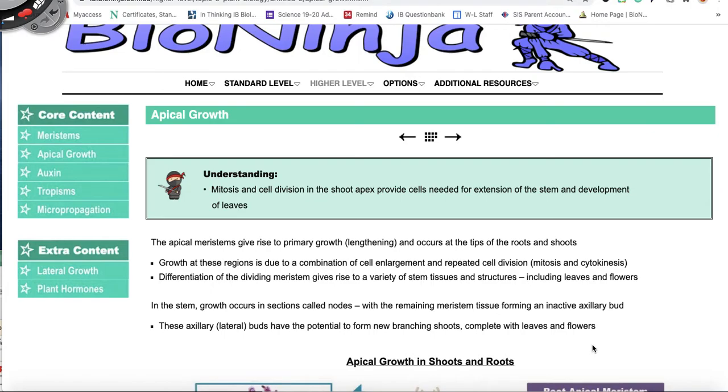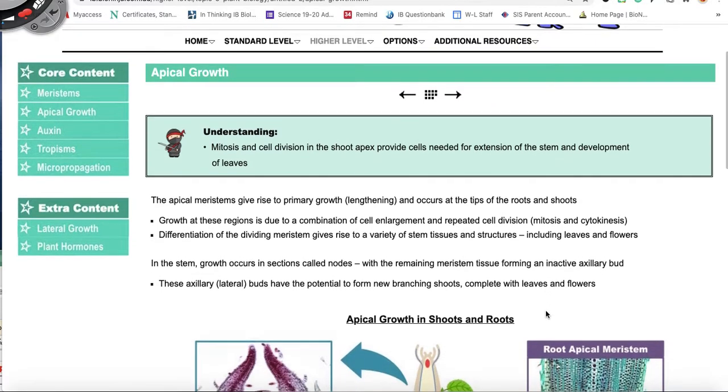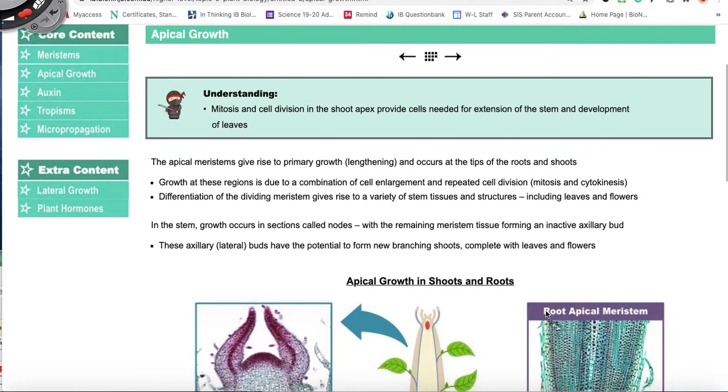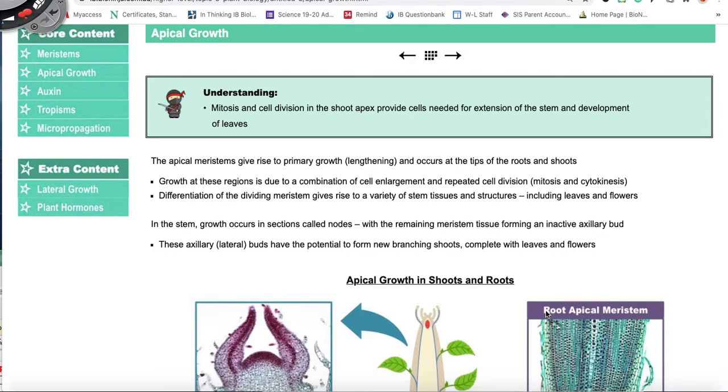Hello, IB Bio students. So today we're going to continue with 9.3 and we are going to look at apical growth. If we look here at the essential understanding, it says that mitosis and cell division in the shoot apex provide cells needed for extension of the stem and development of leaves. So we're going to look at what happens at the shoot region of these cells of plants and how they help develop the plant and help the plant grow.